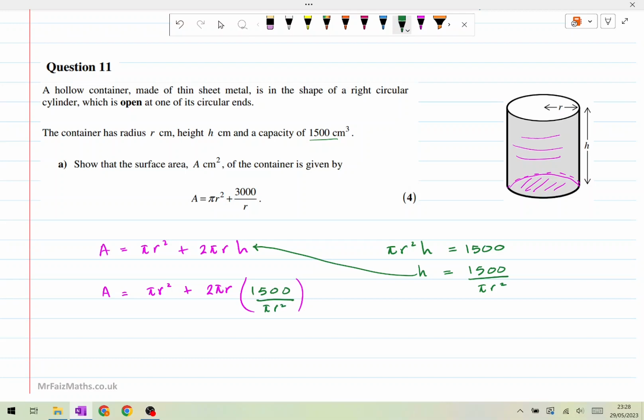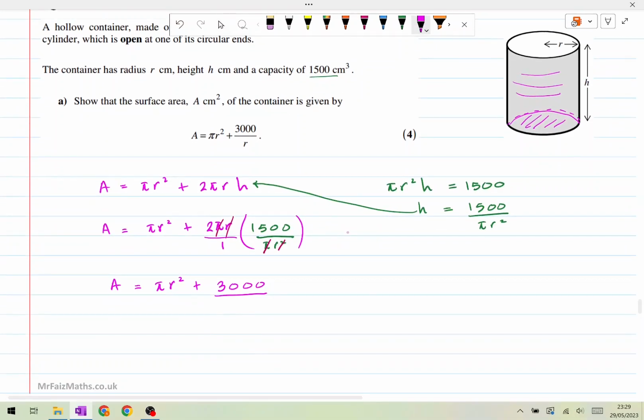Now at this point you could either expand the brackets first and then simplify. I think what I'm going to do is cancel off one of the r terms, and then I can also cancel the pi term. So if we expand the brackets now, what we get is that A is equal to pi r squared plus, on the numerator you can think of this as 2 over 1, 2 times 1500 gives us 3000, divided by, on the denominator we just have the r term. Okay, so that's part A done.